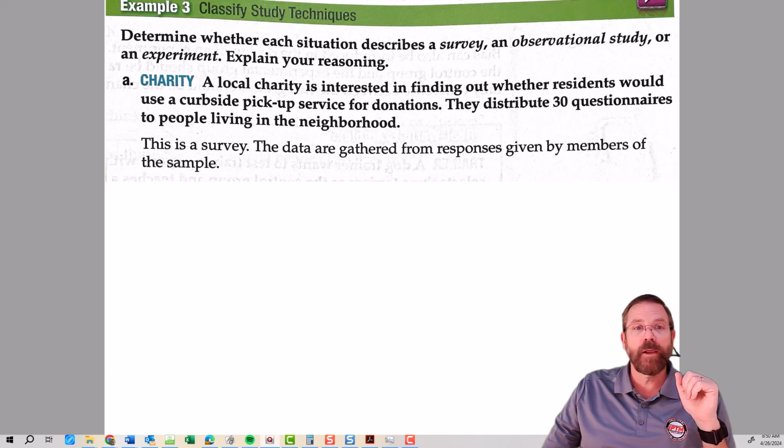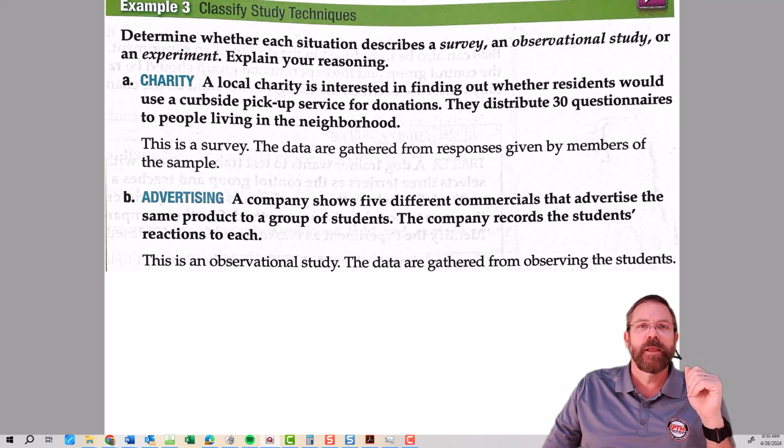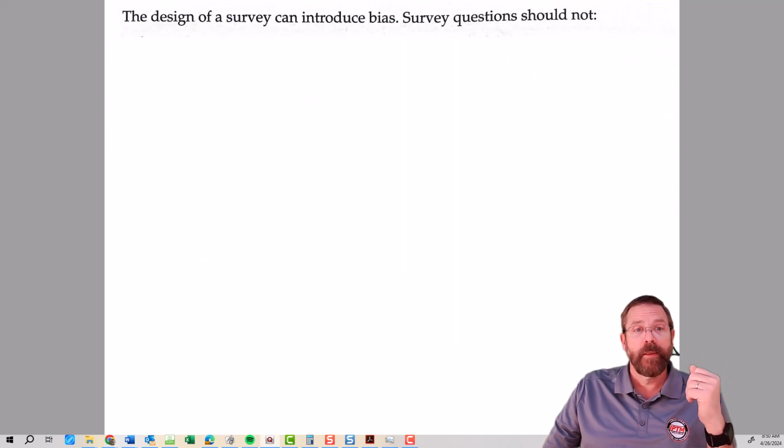Survey all day long. So the next one is a company shows 5 different commercials that advertise the same products to a group of students. The company records the students' reactions to each. That's going to be an observational study because this time the students are not filling out any paperwork. They're just watching the commercials and other people are watching the students to see how they react. They are observing them.